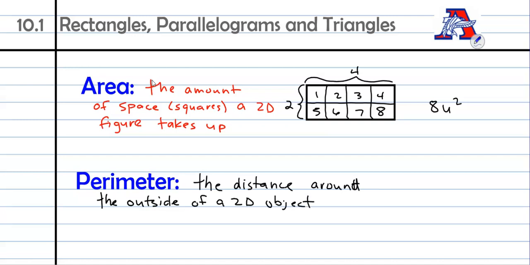So for perimeter, you would just count how many boxes it is all the way around the outside. So if we started here, we would go 1, 2, 3, 4, 5, 6, 7, 8, 9, 10, 11, 12. So the perimeter would be 12 units. Perimeter is not square units because it is just a distance, the distance around the outside.